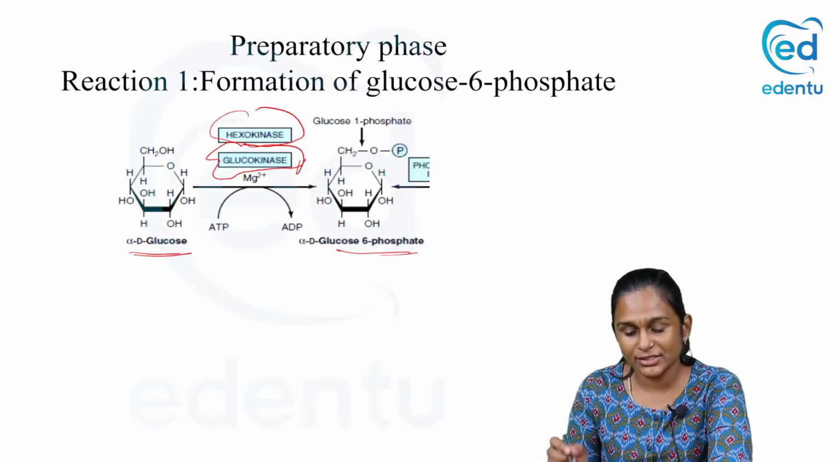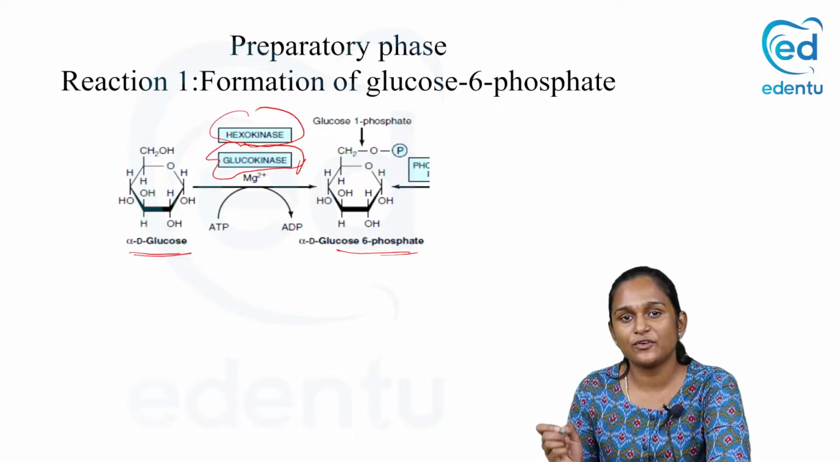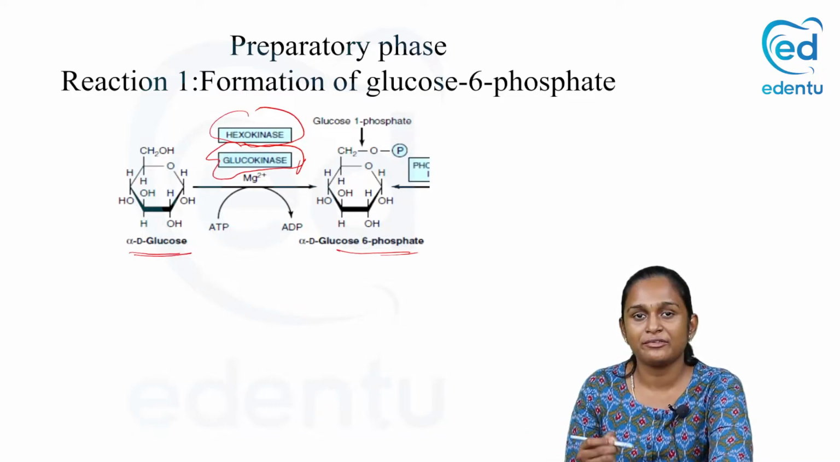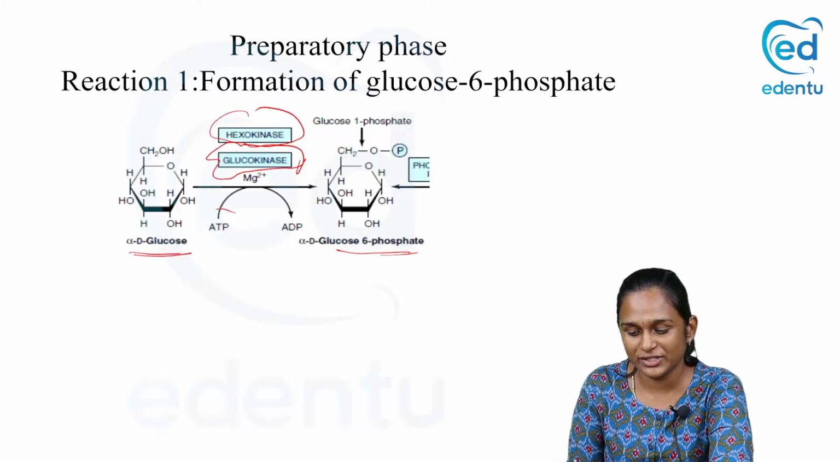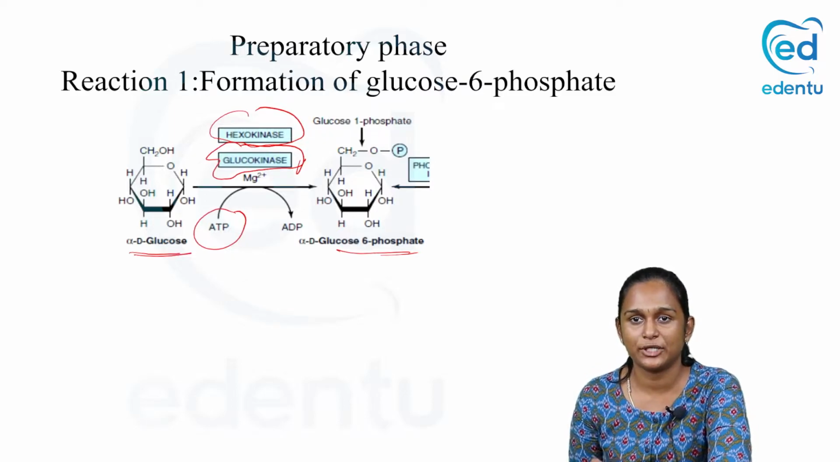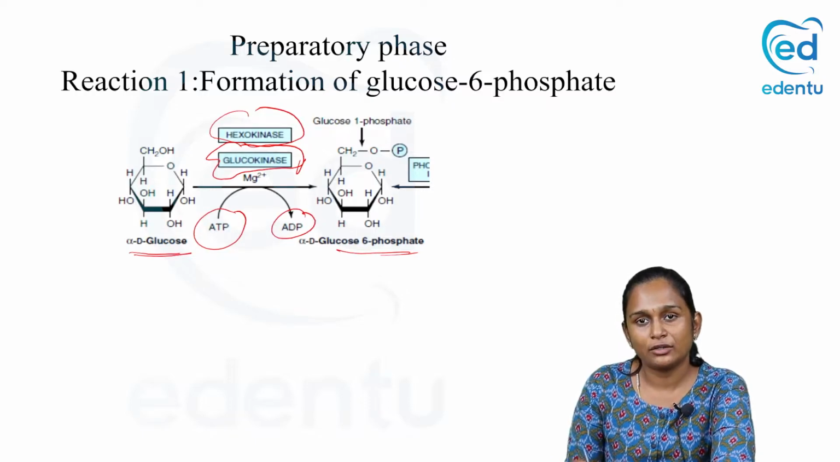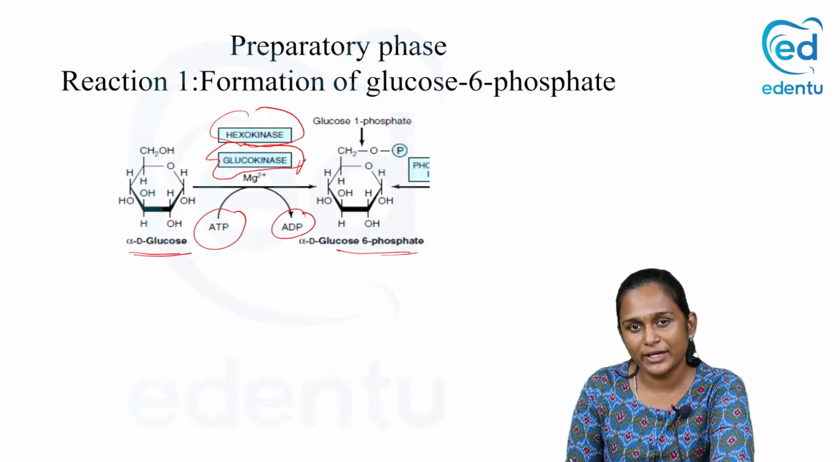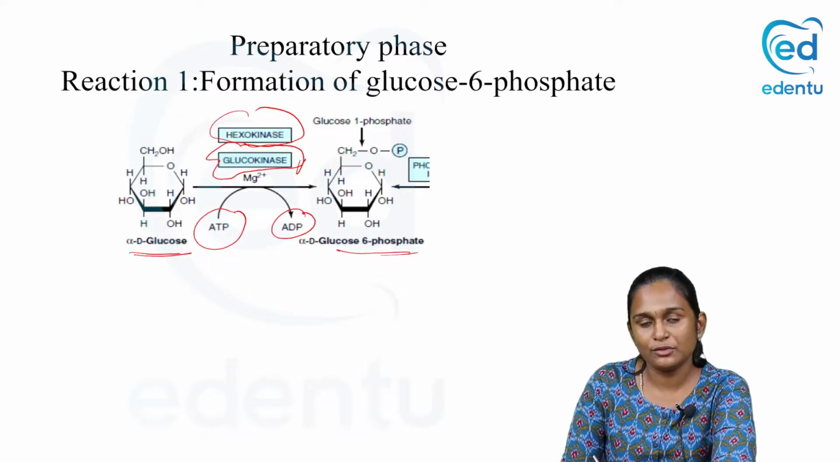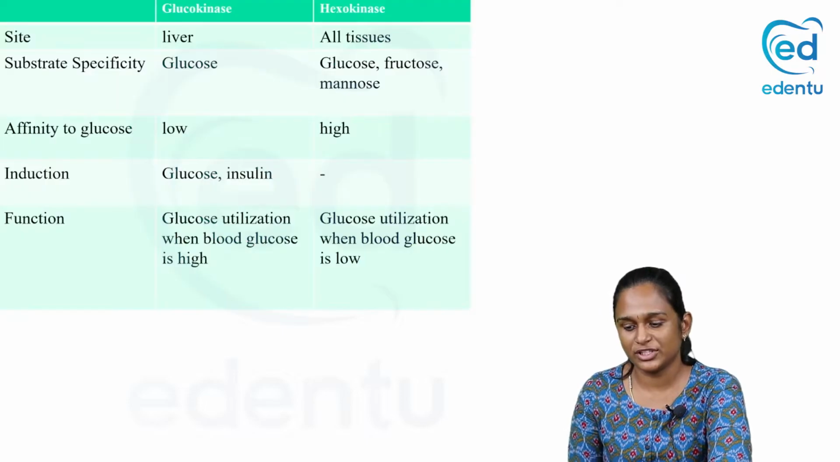Kinase indicates that kinases will transfer a phosphate group to the substrate. From where is it transferring the phosphate group? It is transferring the phosphate group from ATP. So in this reaction, one ATP is utilized. One ATP is converted to ADP, and the phosphate group is transferred from ATP to glucose. So glucose is converted to glucose 6-phosphate.